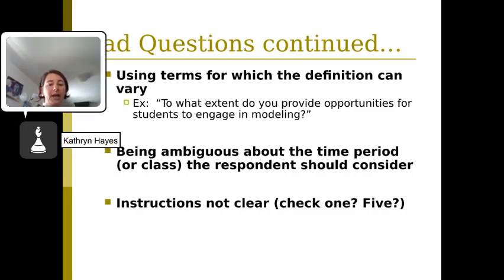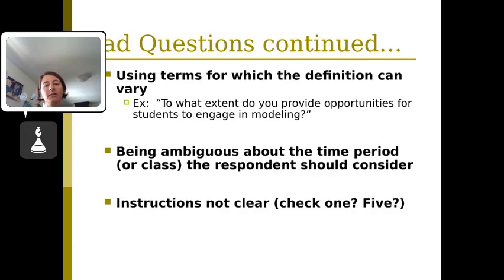Other ways in which you can create a question that doesn't work very well is using terms for which the definition can vary. So you don't really know the definition that the respondent has in their head. An example of a question I've struggled with in one of my surveys is, to what extent do you provide opportunities for students to engage in modeling? Well, what the heck does modeling mean, right? It's a really difficult concept, and the teacher may not know exactly what I mean by that term.